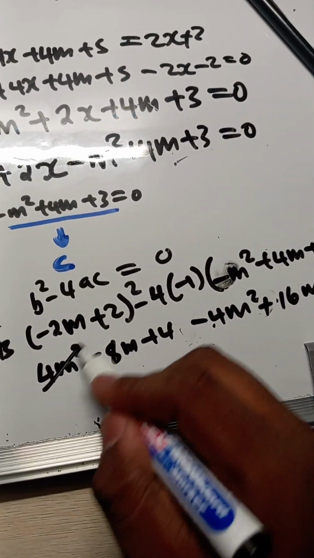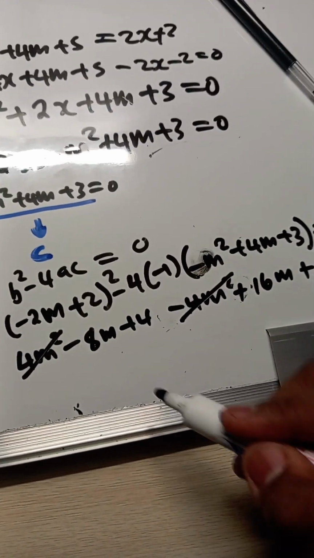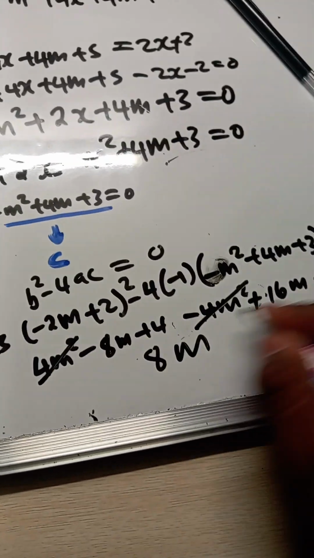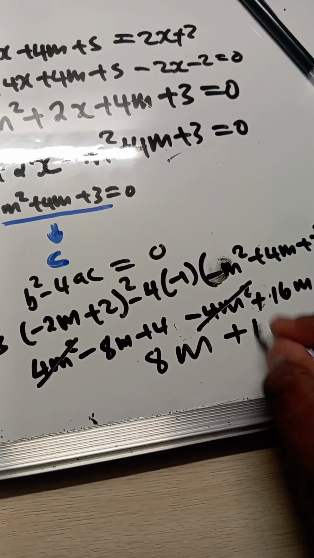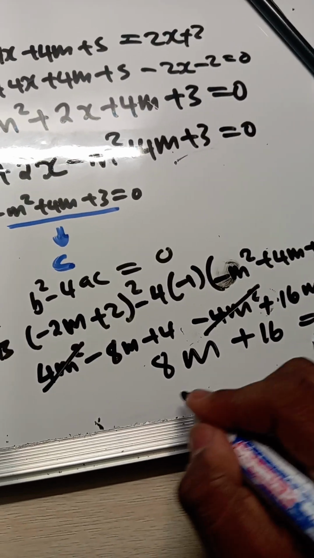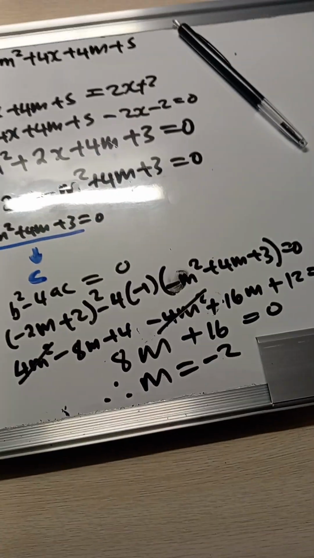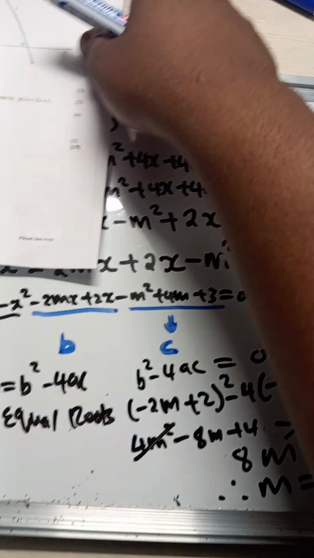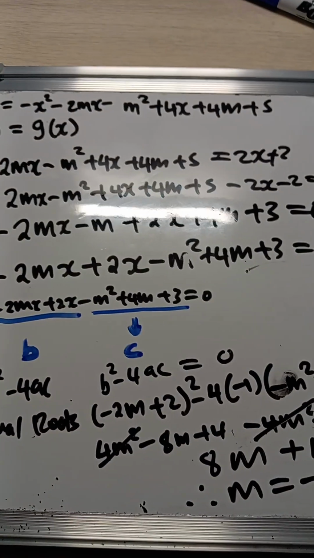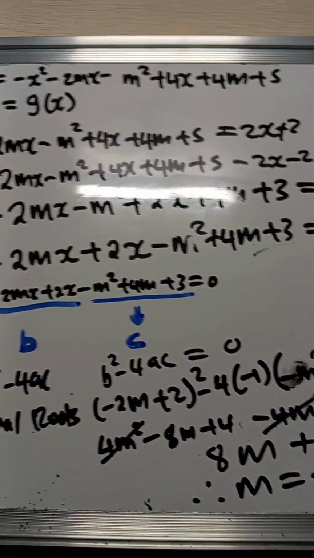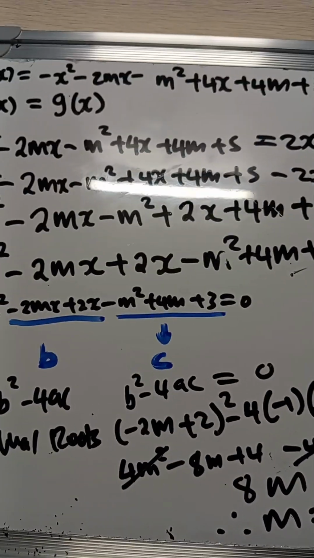Now I can see that 4m squared cancels with 4m squared. And then now negative 8m plus 16m, it is basically 8m. 4 plus 12, it is what? 16 equals 0. Then I can conclude that now my m is equal to negative 2 because 16 goes to the other side. Then I divide both sides by 2 there. Get what I'm trying to tell you guys? So the value of m is equal to negative 2. Okay, that's how it had to be, guys.